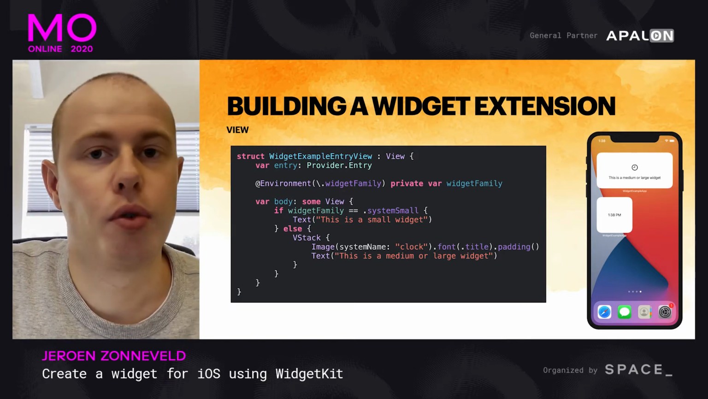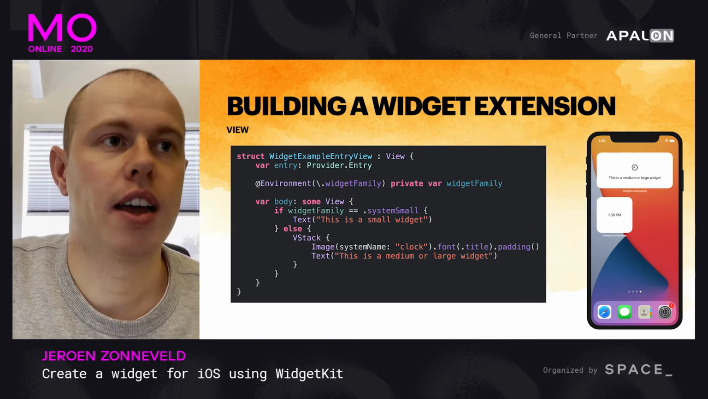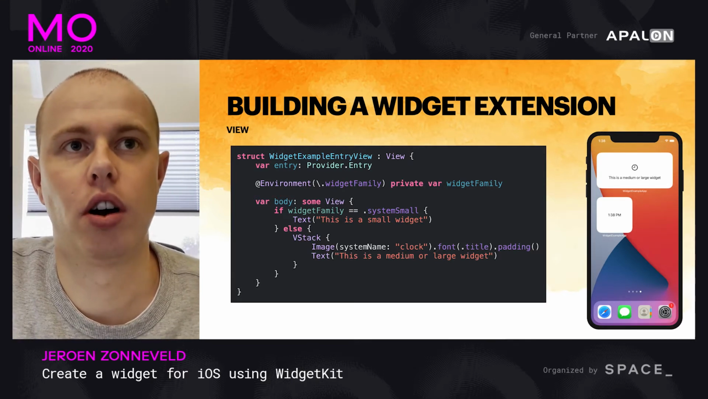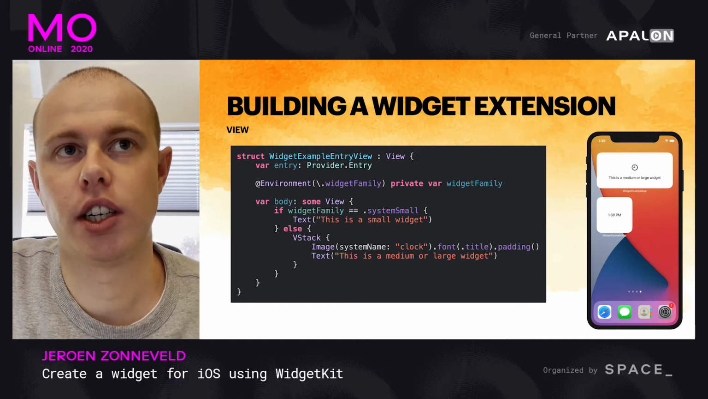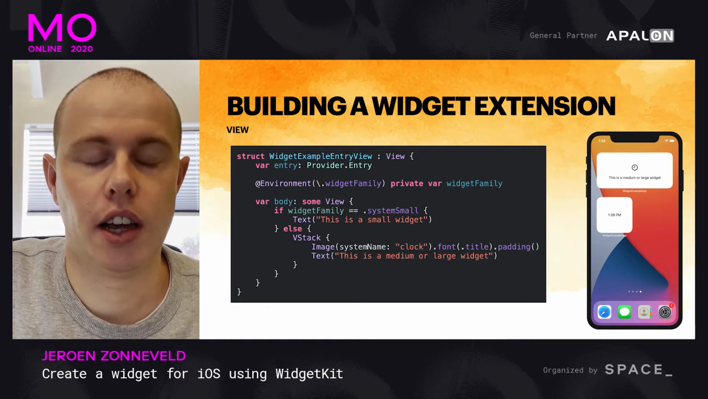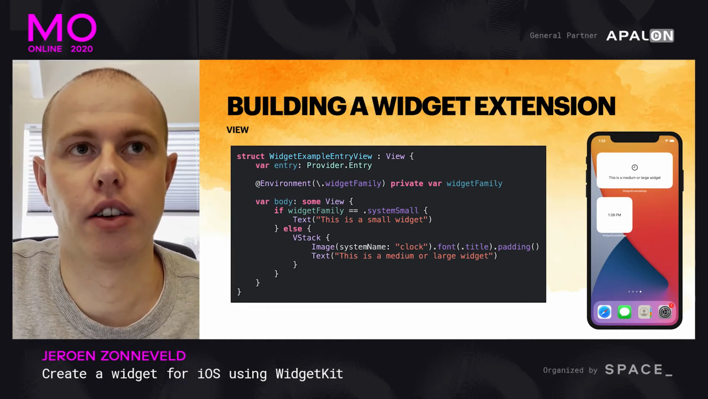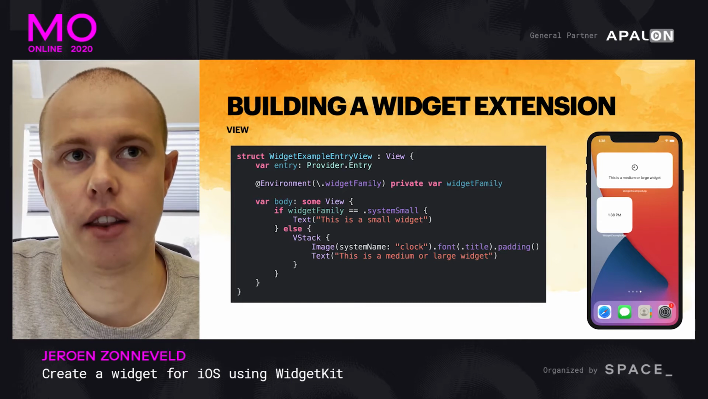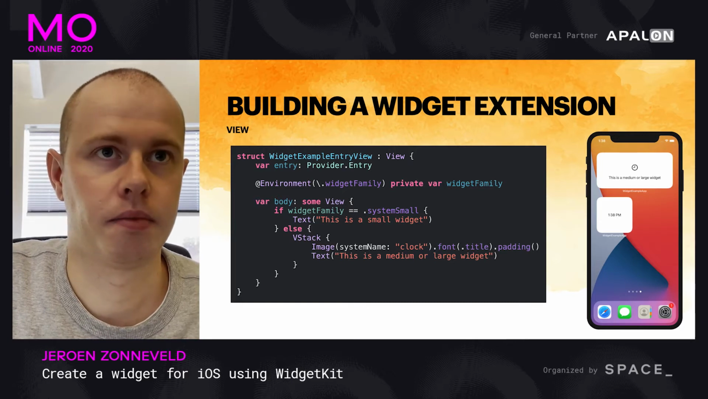And for medium and large, I show an icon of a clock and also a text, this is a medium or a large widget. And as you can see in the screenshot at the right, the medium widget contains an icon of a clock and the small one doesn't.